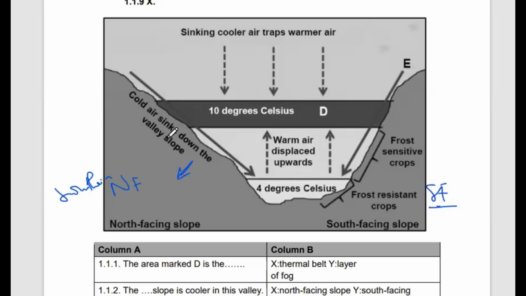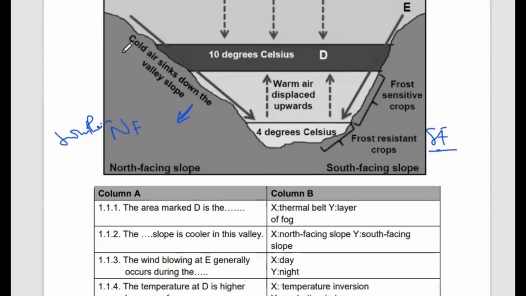So we tend to have cool air sinking down the valley slope, like what you are seeing with this arrow, and also we have sinking air. You see our temperatures in the valley floor are very low, 4 degrees Celsius, which requires the growing of frost-resistant crops, and frost-sensitive crops on this side. And we have warm air displaced upwards. This warm air is displaced upwards because of this cold sinking air.